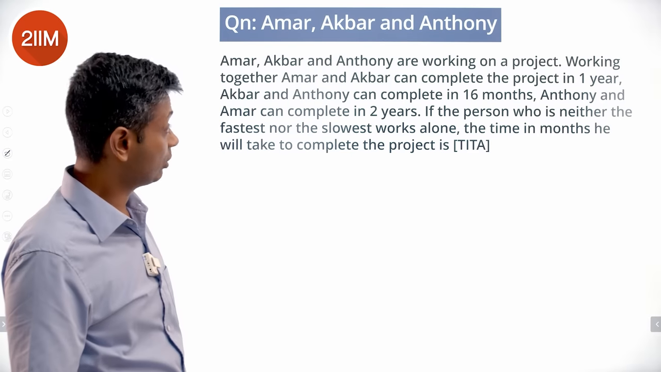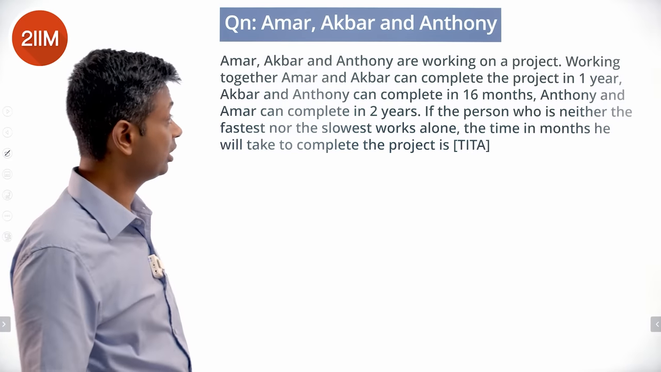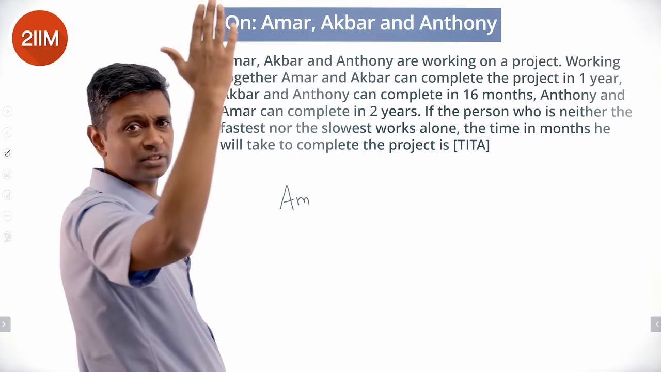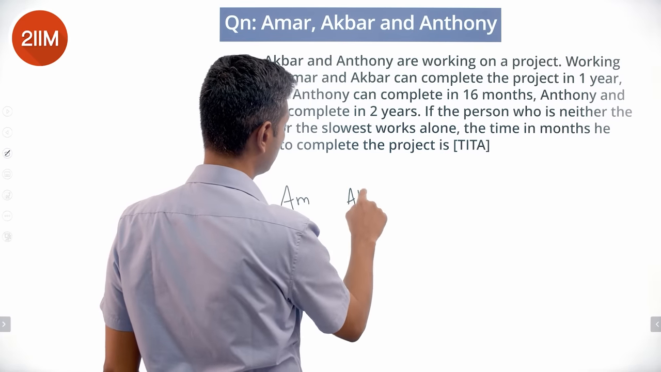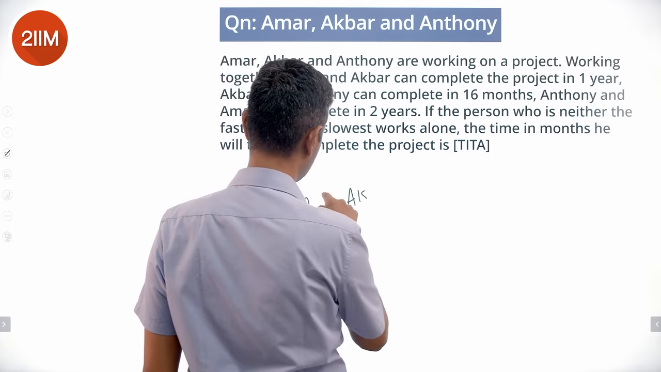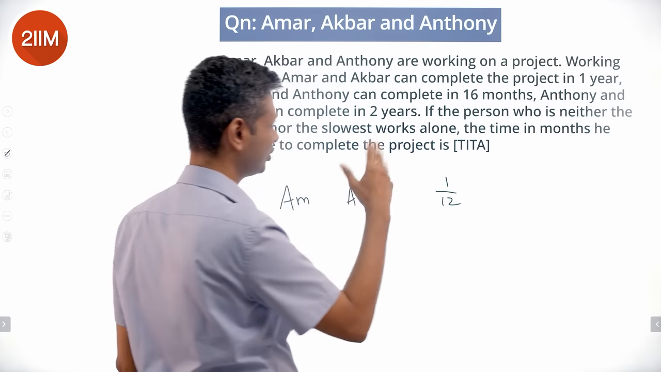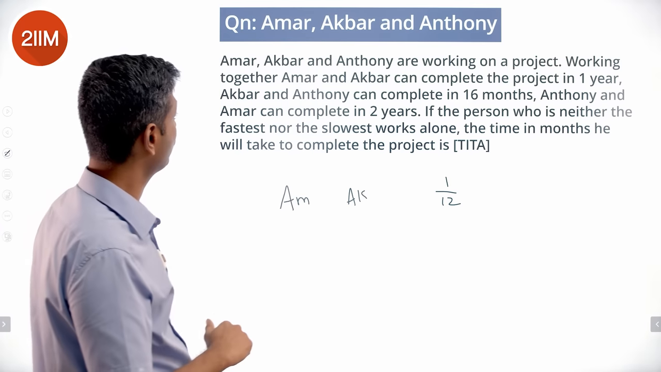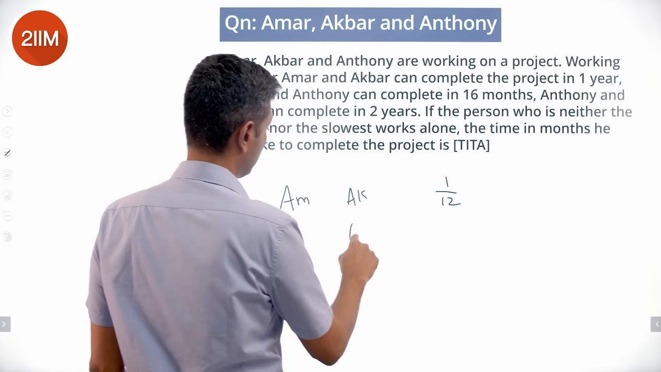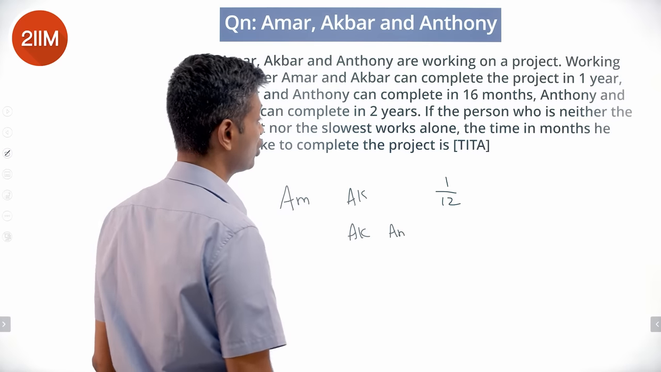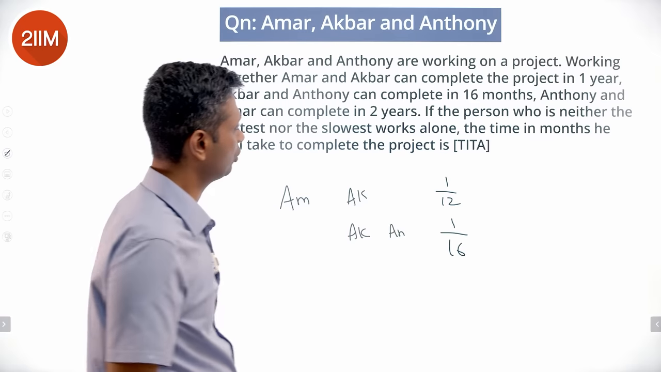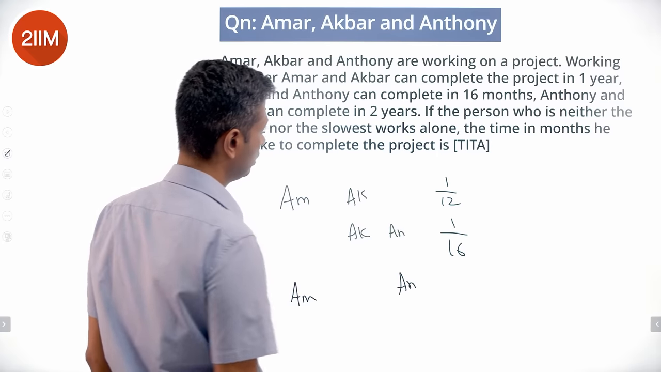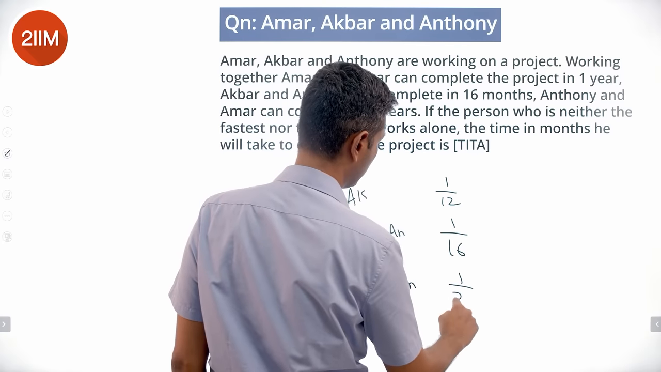Amar, Akbar and Anthony are working on a project. Working together, Amar and Akbar can complete the project in 1 year. I hate these questions. They could tell us Amar, Bimal and Charles, right? So Amar and Akbar can finish it in 1 year, or 1 by 12, 12 months to the year. So they can finish 1/12 of the task in a month. Akbar and Anthony can complete it in 16 months, or in 1 month they can finish 1 by 16th of this. Amar and Anthony can finish it in 2 years, 1 by 24.